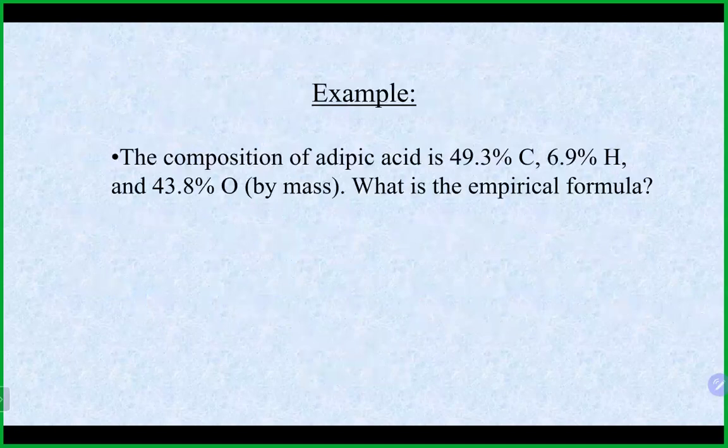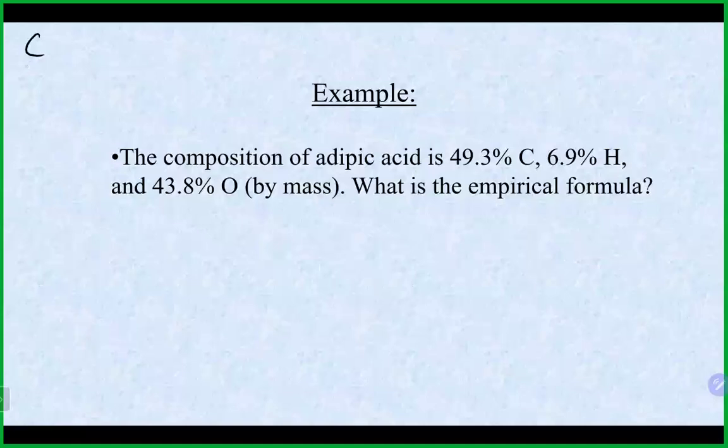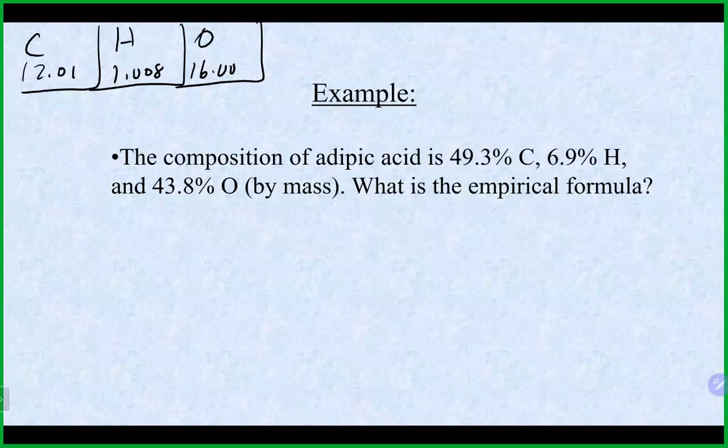What is the empirical formula here? We got 49.3% carbon, 6.9% hydrogen, and 43.8% oxygen. These are percent compositions by mass. Once again, it's always a good idea just to add these up, and it does come to about 100%. So again, we know we're not missing anything. If you were adding the percentages up and it didn't come to 100%, and they told you maybe a different element was also present, you can subtract from 100 to figure out the percentage of the missing element. So again, sometimes that does occur.